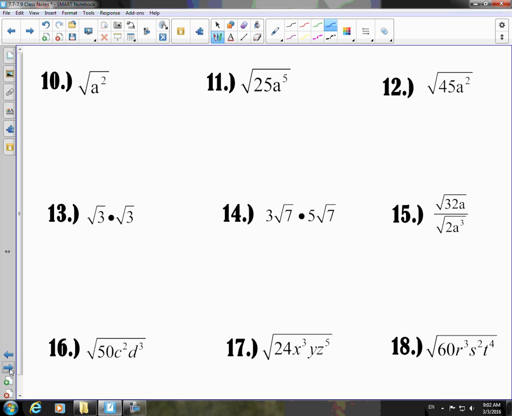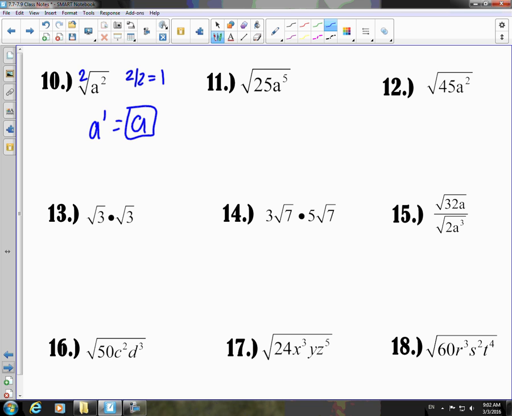Okay, so now what happens if I put a variable in there? Okay, well, this is the square root, which means there's an imaginary 2 sitting right there. So what you're going to do is you're going to divide the inside number by the outside number. 2 divided by 2 is 1. So then that's going to simplify to a to the first power, or just a.